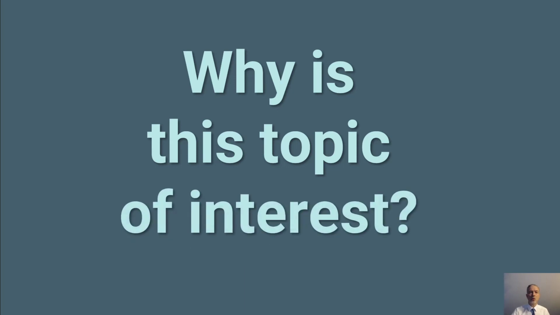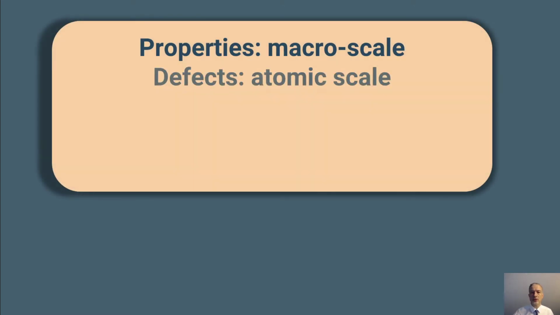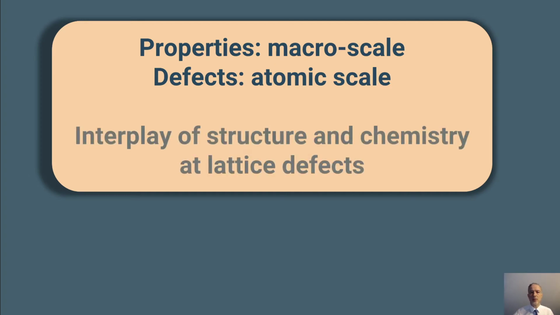First of all, the question: why is that topic of any interest at all? We know that the properties of materials are of course relevant at the macroscopic scale. On the other hand, the defects that create certain properties live at the atomic scale. We have spent decades investigating their structural features, and nowadays we are capable of studying both their structure and chemistry at the same time. Hence we want to understand how we can modify macroscopic properties by better understanding and modifying the interplay of structure and chemistry at individual lattice defects.